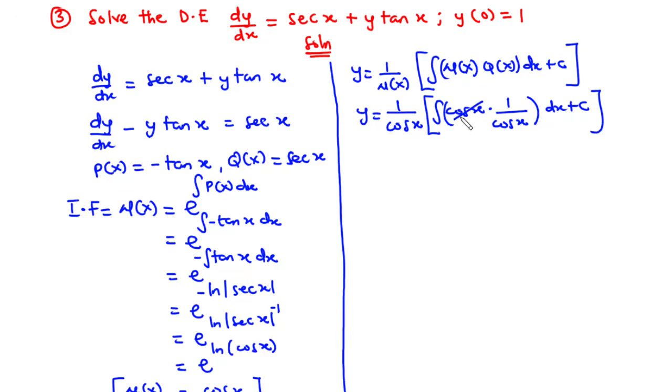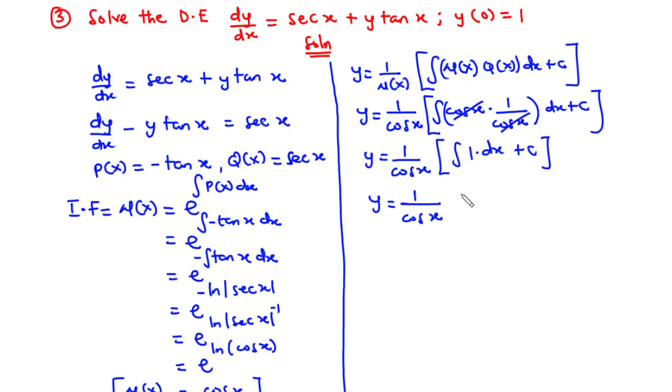So cos x cancels out cos x, we are left with y equals 1 over cos x times the integral of 1 dx plus c. So that becomes y equals 1 over cos x times, when you integrate 1 with respect to x, you have x, and then plus c. So we say that the general solution is given by y equals sec x into bracket x plus c. This is the general solution.